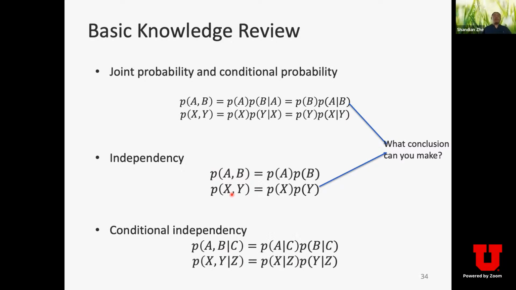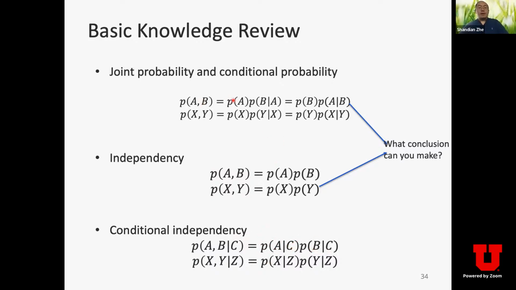Okay, so we can generalize those joint probability independence to the case where we condition on some third random variable. For example, conditioning on a third random event C, we call A and B conditionally independent if their joint probability conditional on C is equal to the product of their own conditional probabilities conditional on C, P of A given C times P of B given C.